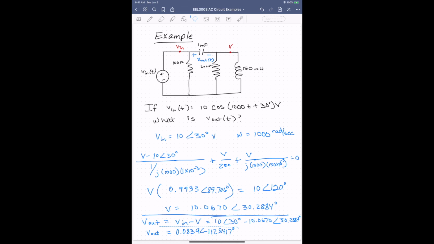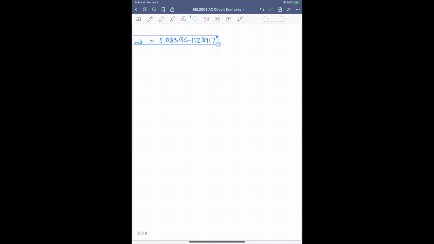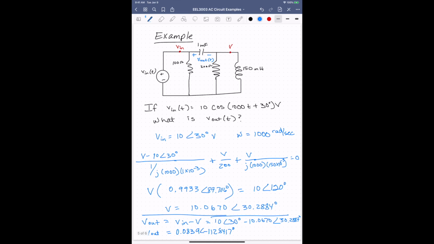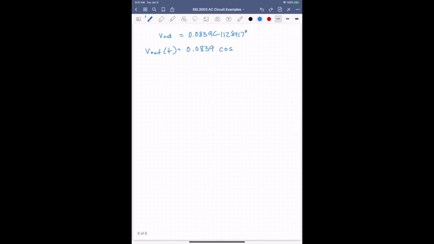And from that, we can write our answer in the time domain. We would write V out of t is equal to 0.0839 cosine of omega t. And what was omega? Omega is 1,000 radians per second. So I have 1,000 t, and the angle is minus 112.8417 degrees, and the units is volts.